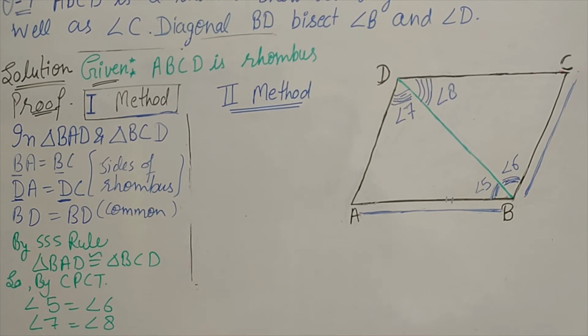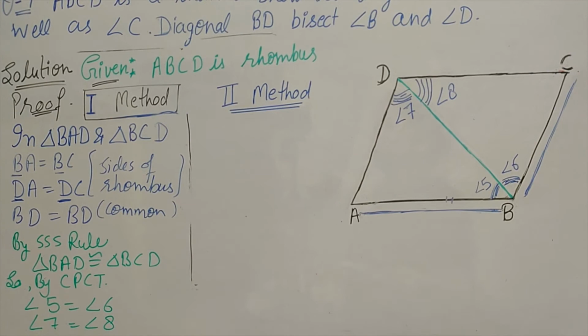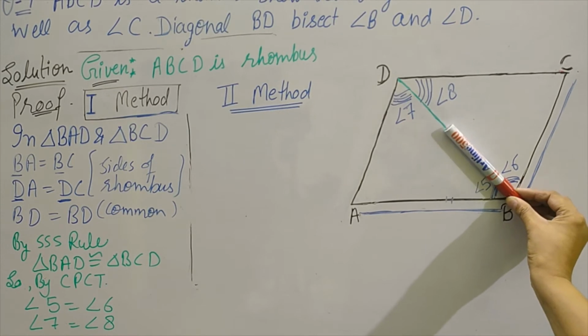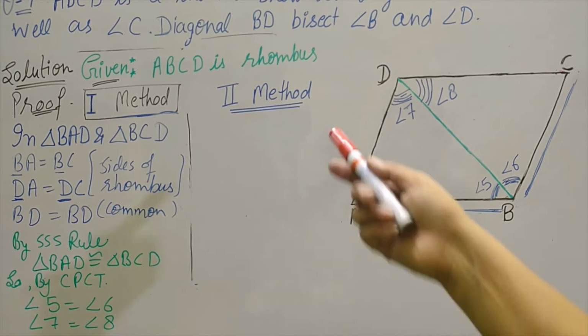Students, one more very interesting thing. If this result holds for a rhombus, if we can prove for a rhombus that the diagonal bisects angle B and D, so obviously we can prove this result for a square also. And your next question is for a square. So let us see the second method also.